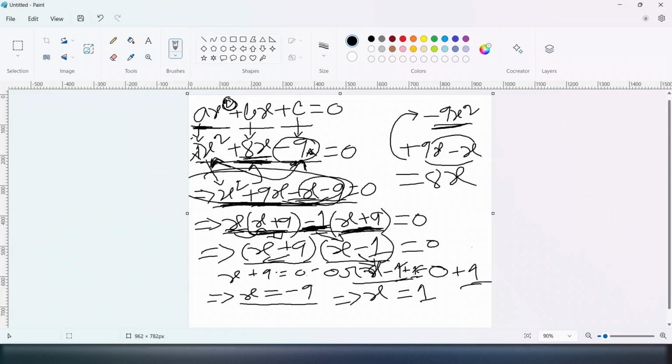So now your middle term has been completed. You have the value of x, so x has two values. One is x equals negative 9, the other one is x equals 1. This is the completion of a simple middle term.